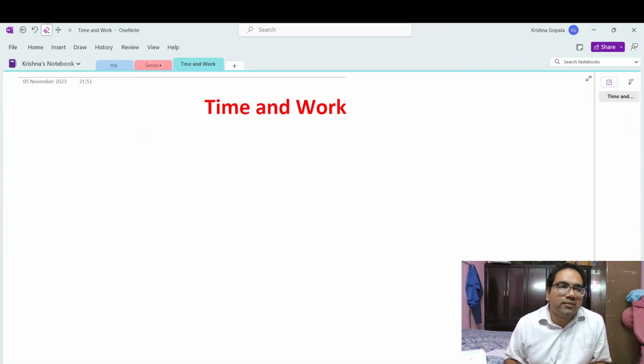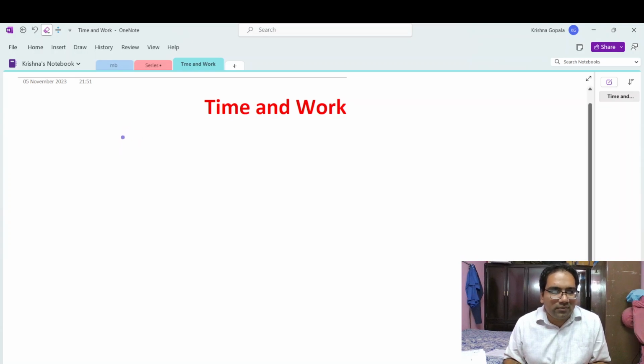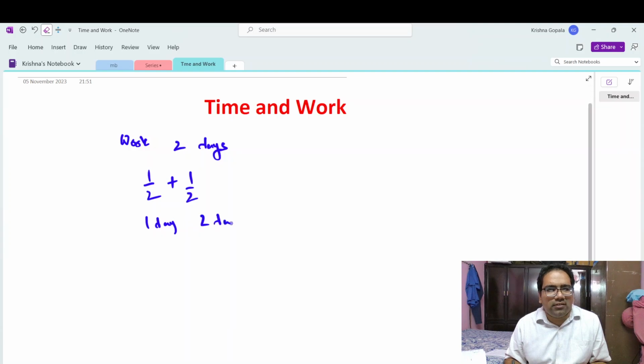Let's start very simple. I am able to do some work in 2 days. Let's say this is my ability. What does that mean? That means in 2 days I will complete the work, and on each day I can do half of the work. On one day I'll complete half, another day I'll complete another half, and this is the first day, this is the second day, and we'll finish the work in 2 days.